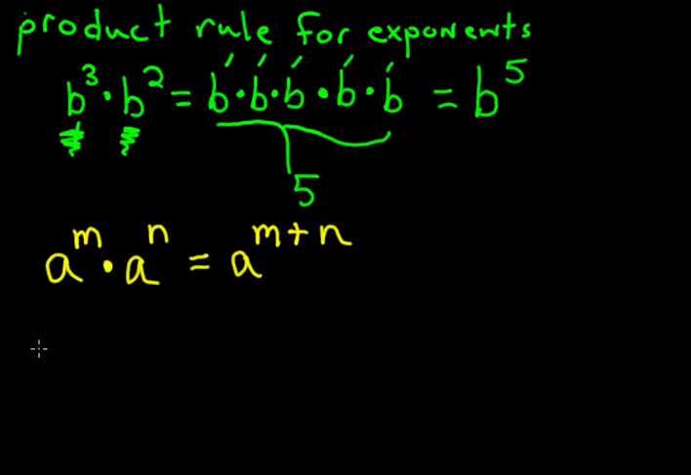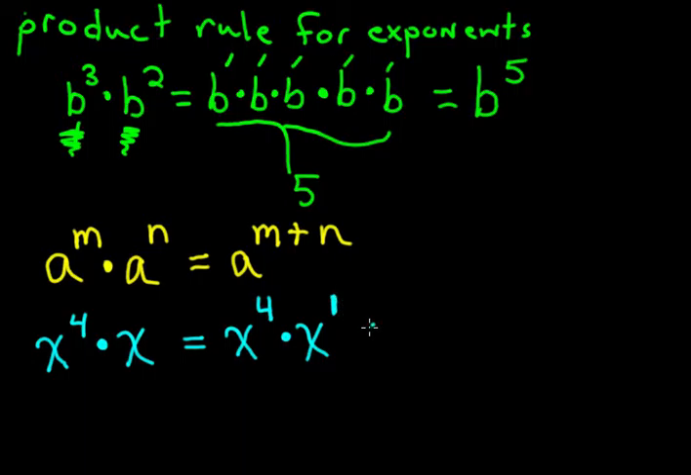First, let's look at an example. If I have x to the fourth times x, what we want to note here is that when I say x without a power, I'm really saying x to the fourth times x to the first. And my new product rule tells me that's x to the 4 plus 1, which is x to the fifth.